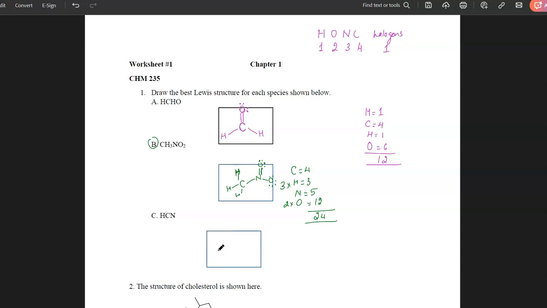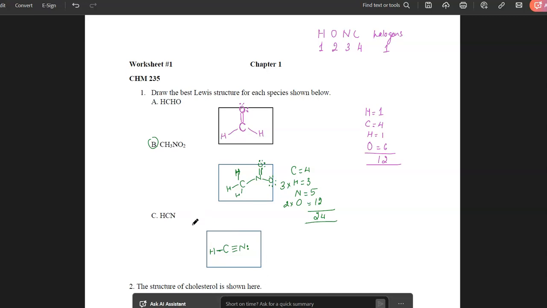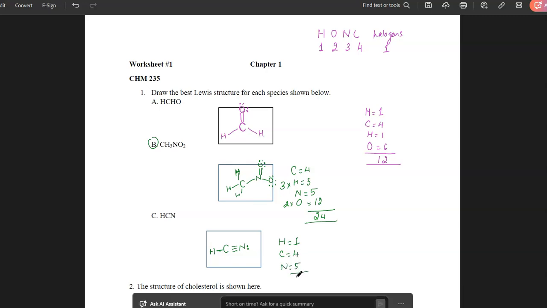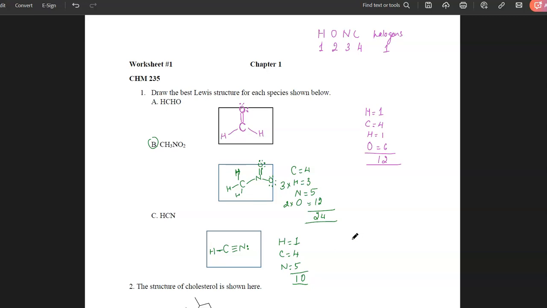The next one is HCN. Again, carbon is my central atom, being the less electronegative element, and since hydrogen cannot be the central atom, you connect the hydrogen to the carbon here, and then a triple bond to nitrogen, and a lone pair on nitrogen. So you can start by counting the valence electrons. Hydrogen is 1, carbon is 4, and nitrogen is 5. So this is a total of 10 valence electrons. You can see that we have 2, 4, 6, 8, and 10 valence electrons here.